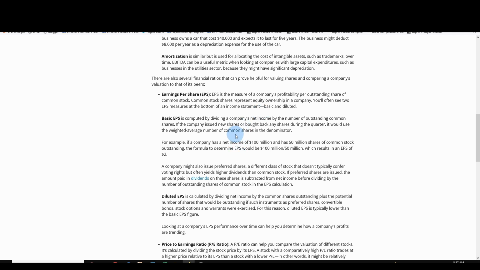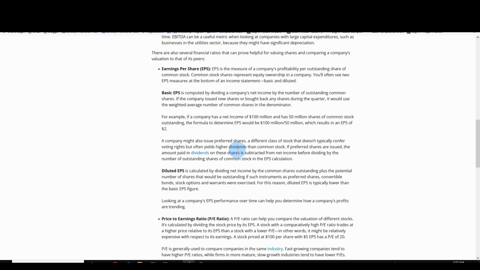Basic earnings per share is computed by dividing a company's net income by the number of outstanding common shares. If the company issued new shares or bought back any shares during the quarter, it would use the weighted average number of common shares in the denominator. For example, if a company has net income of 100 million and has 50 million shares of common stock outstanding, the formula to determine earnings per share would be 100 million divided by 50 million, which results in an earnings per share of $2.